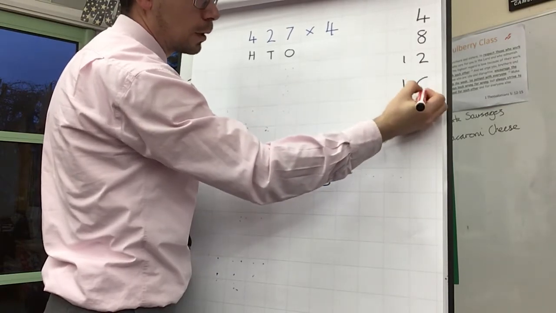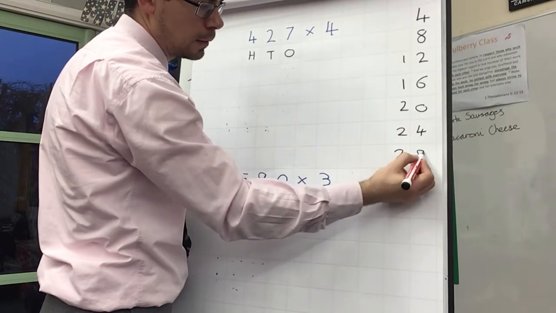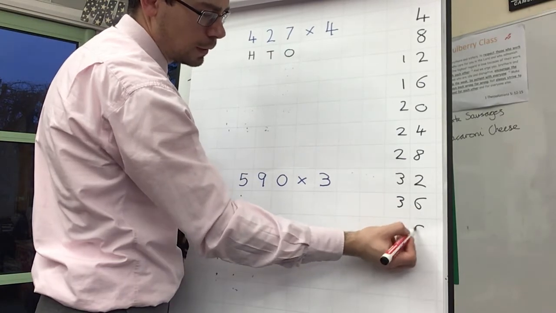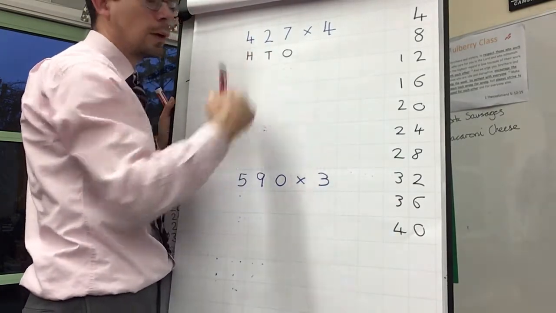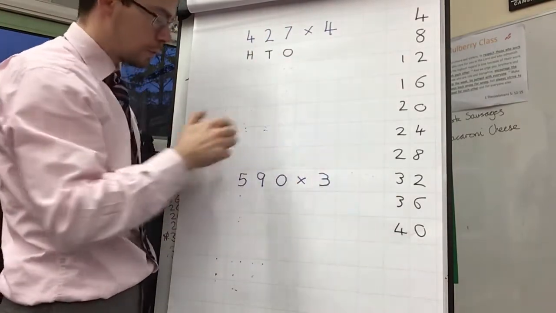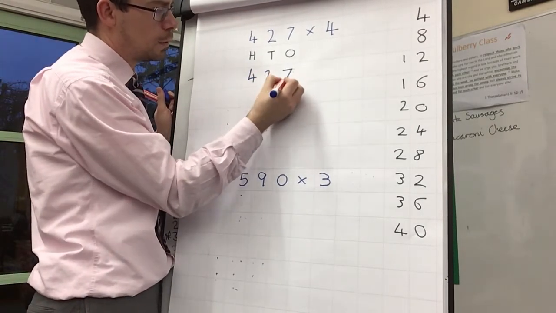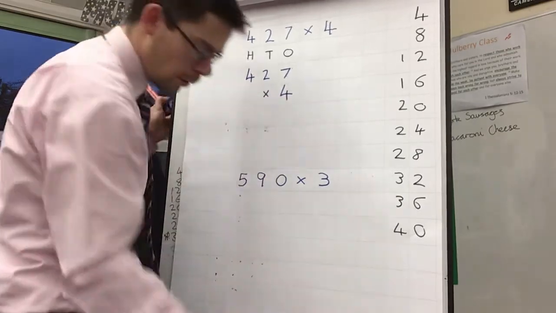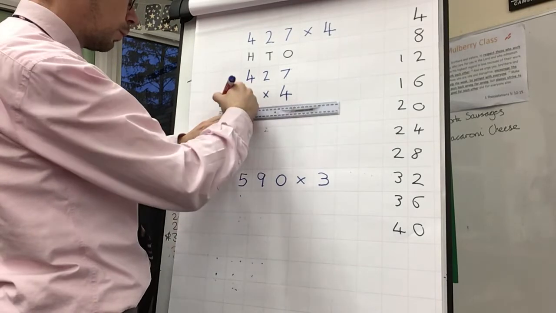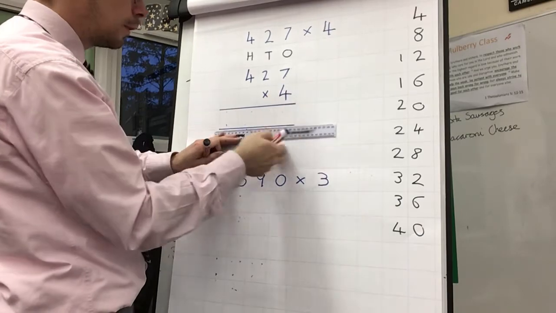I'm just adding 4 each time. 16, 20, 24, 28, 32, 36, 40. I don't need to go beyond 10 because I'll never be able to times by more than 10 in any column. So that's going to help me a lot. Now I go to write my question in its columns. 427 times 4. Answer line, just as before, but with 4 lines across this time, 4 squares across, because I know what happens. Lovely.